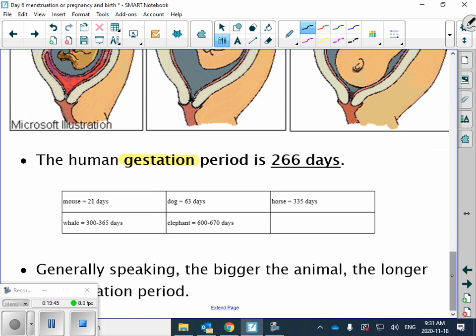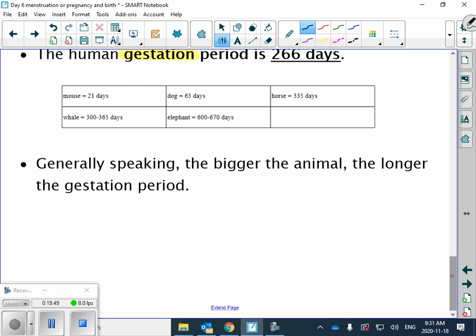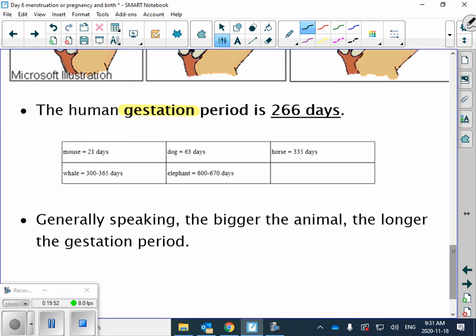Human gestation, so the time between conception and birth, is approximately 266 days. Typically, the bigger the animal, the longer the gestation period. So, a mouse, about 3 weeks, 21 days. Okay, that's the gestation period. Dogs about 63 days. We're 266 days. A horse, that's a bigger animal than us, 335 days. A whale, almost a whole year. And an elephant is closer to 2 years. Okay.